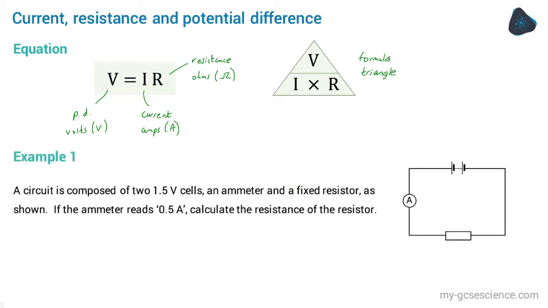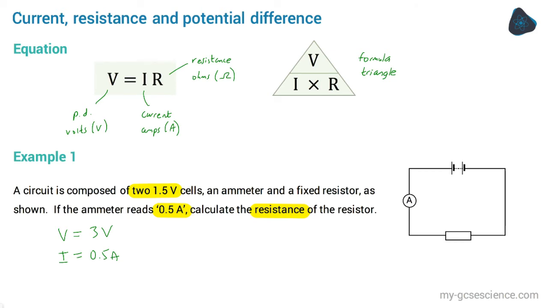Here's the first one. As per last time, let's start by picking out the key figures from the question. As you can see, the circuit is composed of two 1.5 volt cells, an ammeter and a fixed resistor. The ammeter reading, in other words, the current, is 0.5 amps, and we've been asked to calculate the resistance of the resistor. So let's get to work. Okay, the potential difference across the resistor in this question is going to be 2 times 1.5 volts, in other words, 3 volts. We have two cells there. And the current reading is 0.5 amps.